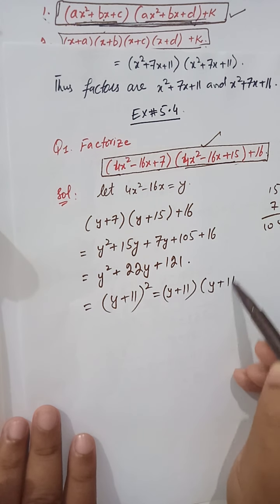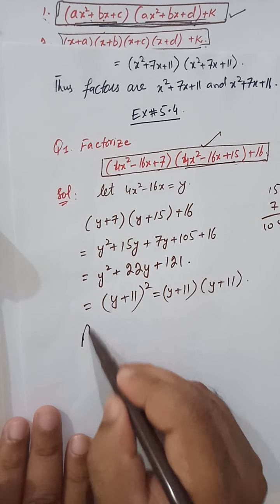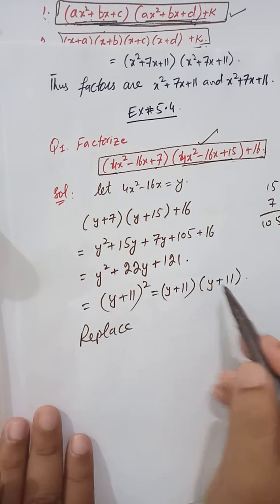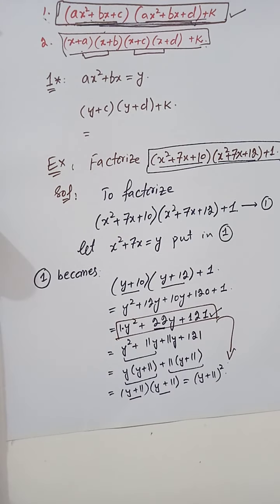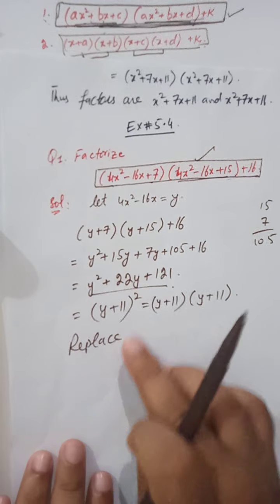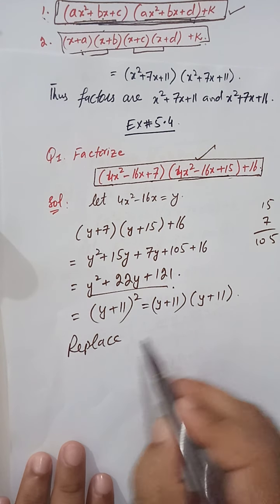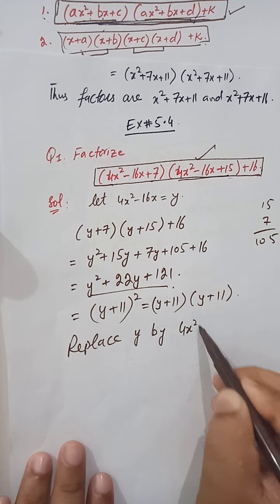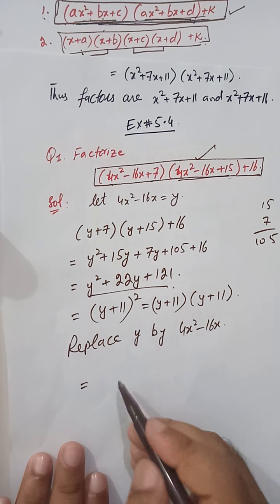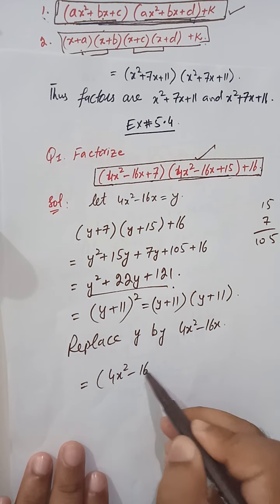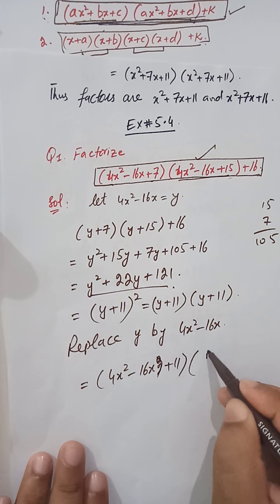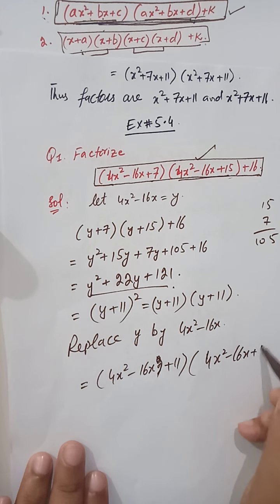by, now replace, I'm not repeating how you can get y plus 11 and y plus 11 from this, because we already did these things here. Okay, so now replace y by 4x square minus 16x, so you will get 4x square minus 16x plus 11, sorry, and 4x square minus 16x plus 11.